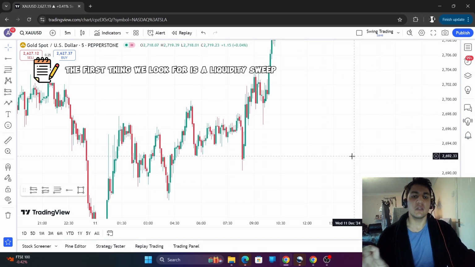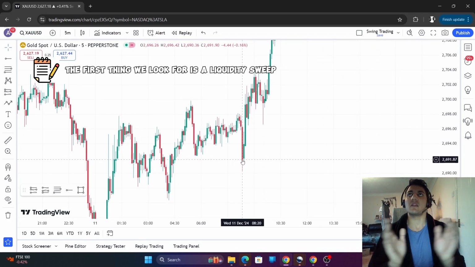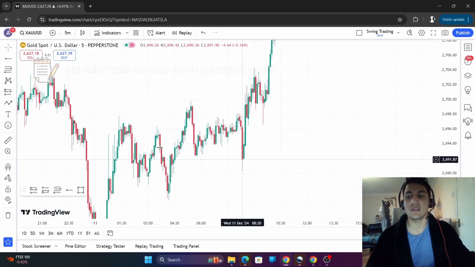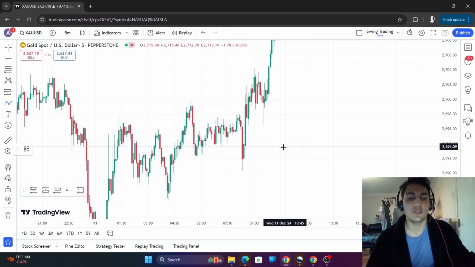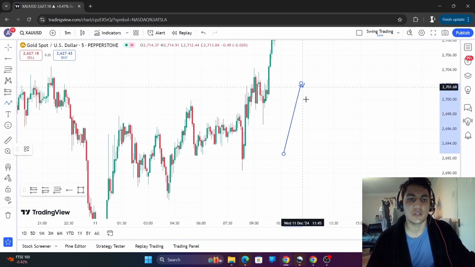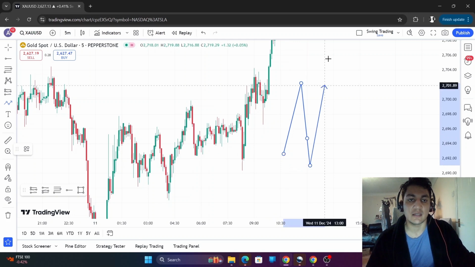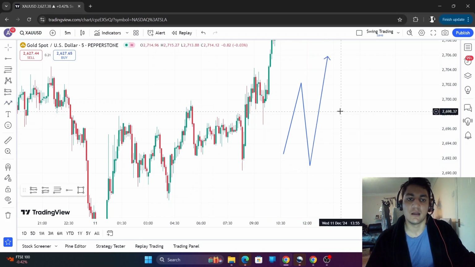The first thing we look for is a liquidity sweep. This is so important because you have probably had this so many times where, let's say you're bullish, and you're looking for any sort of retracement. Let's say you buy here, at some fair value gap, some order block, some Fibonacci retracement. Price comes down, takes out your stop loss, which is here, and then quickly goes to your take profit. How many times has that happened?